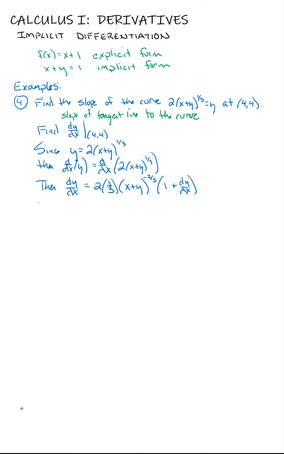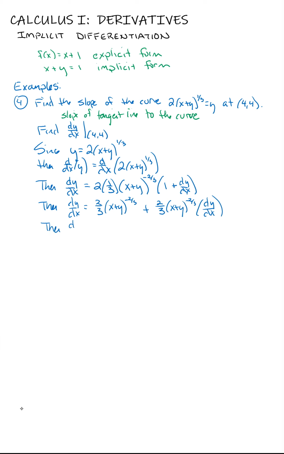So what I've got now, let me take this bit here and distribute it. In doing so, I will multiply 2 times that 1/3. So that gives us dy/dx is equal to, times 1, that's just 2/3 times (x plus y) to the -2/3, plus 2/3 times (x plus y) to the -2/3, times dy/dx. That was a simple distribution.